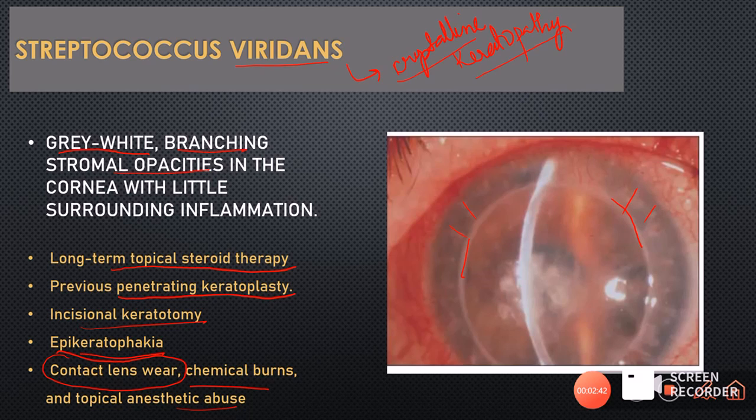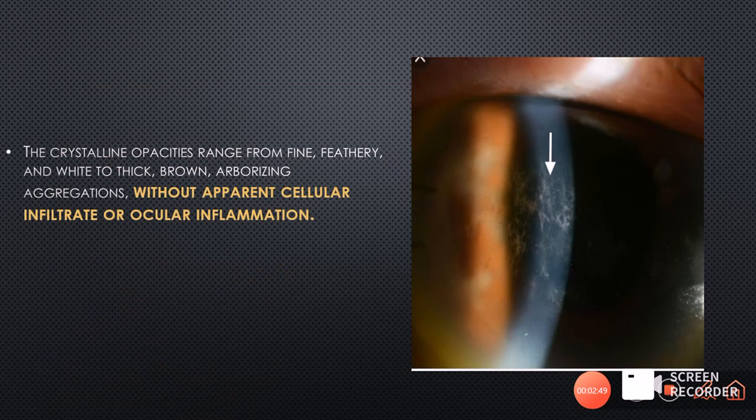And just have a look at the infiltrate. Infiltrate is white, it is crystalline, it has branches. Okay, so this is crystalline keratopathy.